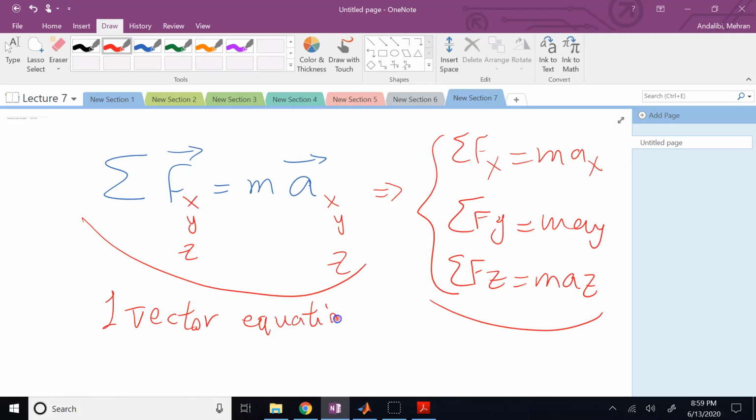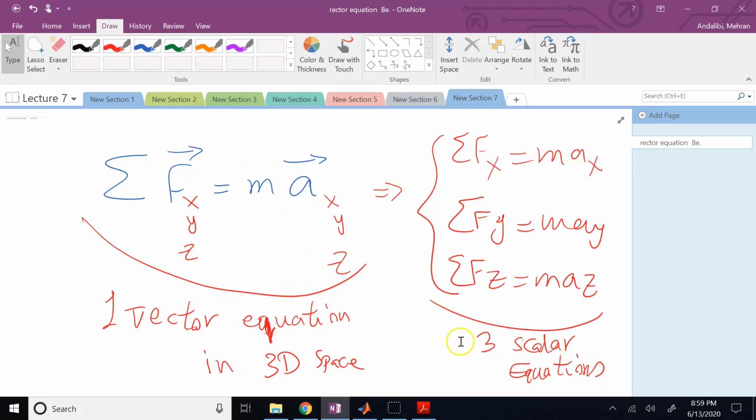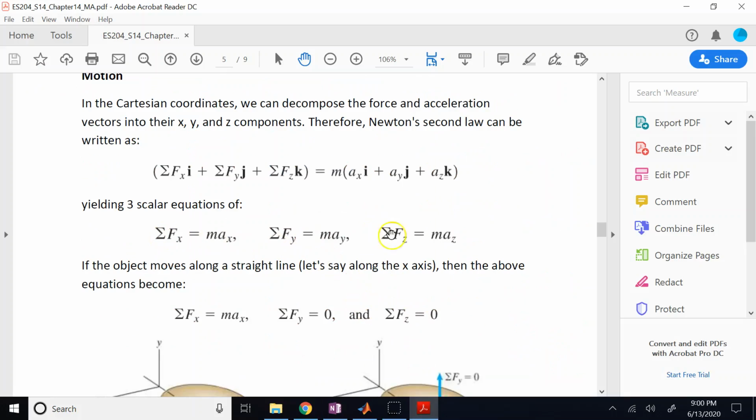So this is one vector equation in 3D space, which leads to 3 scalar equations. If it was written only on the xy plane, the space that is 2D, then I would get 2 equations. But in general, for a particle motion translation, I have 3 equations, which you can see over here.